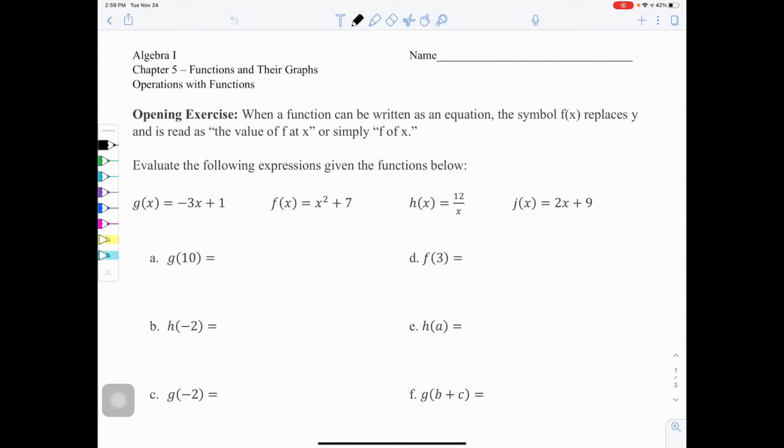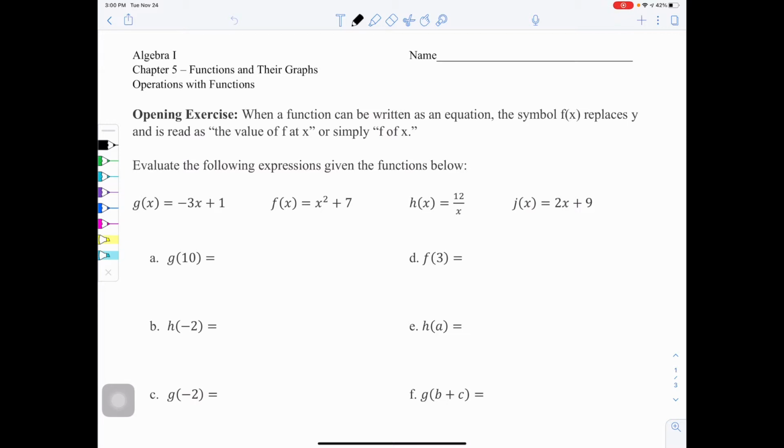Today's lesson is called Operations with Functions. For the opening exercise, when a function can be written as an equation, the symbol f of x replaces the y and is read as the value of f at x, or simply f of x.